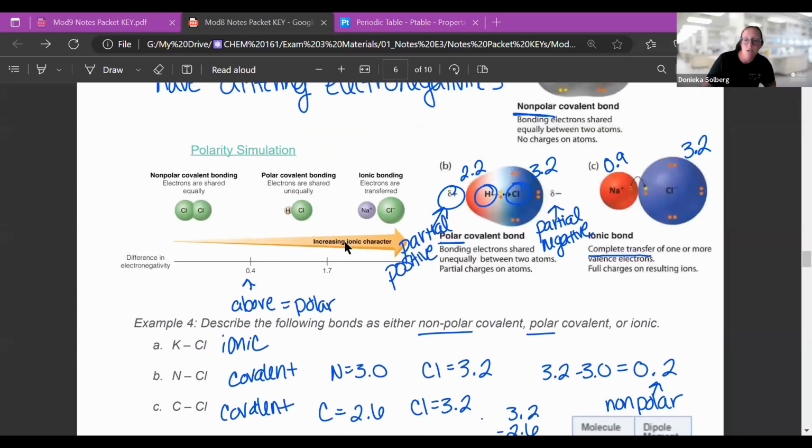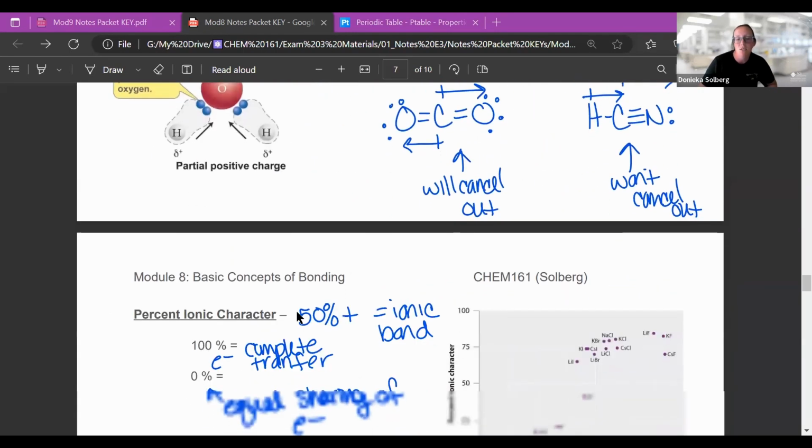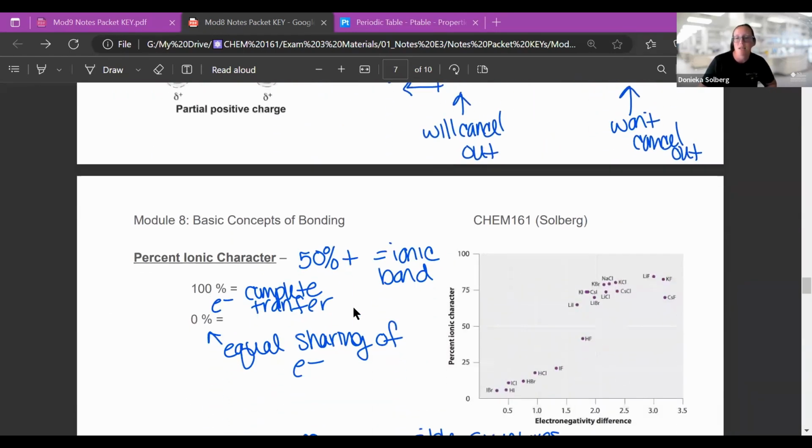So if you're looking at the spectrum, things over here that are still ionic, but maybe they have a 1.8 or a 1.9 difference, don't have as much ionic character as things over here that have a difference of 3 or something like that. So that's where percent ionic character comes in. Anything that has 50% or more ionic character is considered an ionic bond. 100% means there's a complete transfer of electrons. 0% ionic character means it is a non-polar covalent bond.